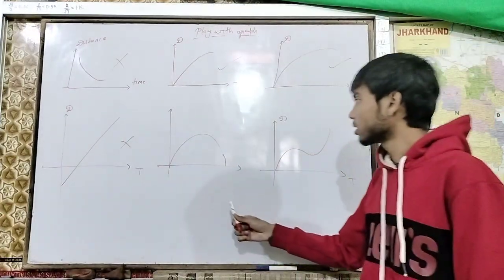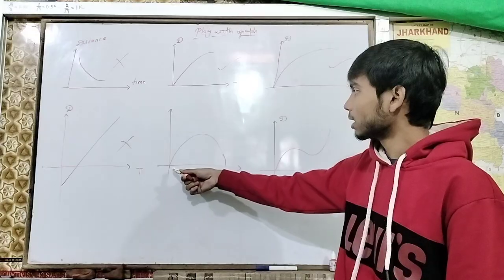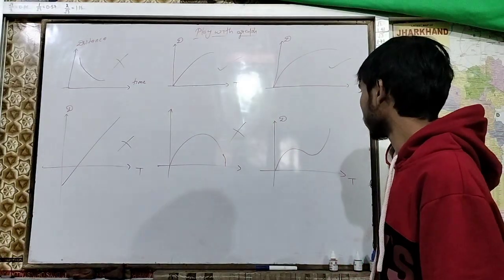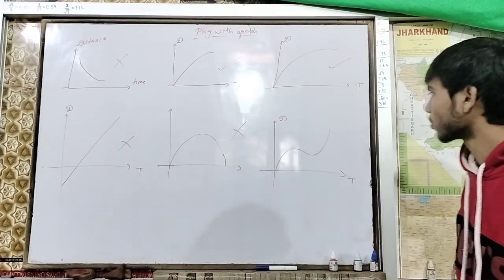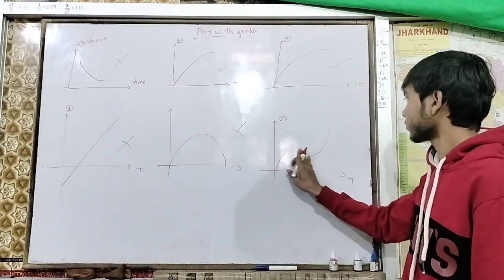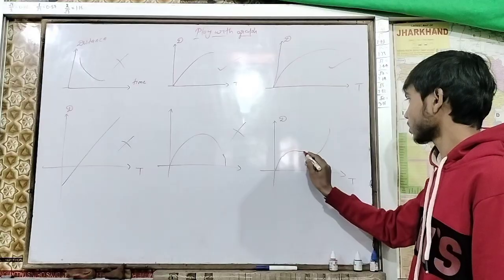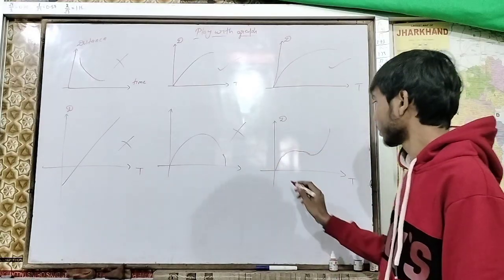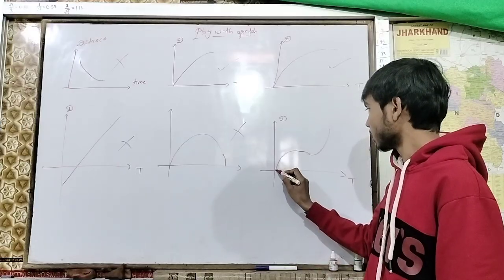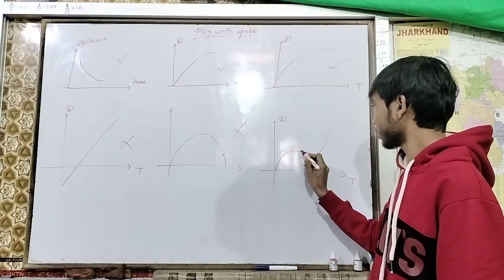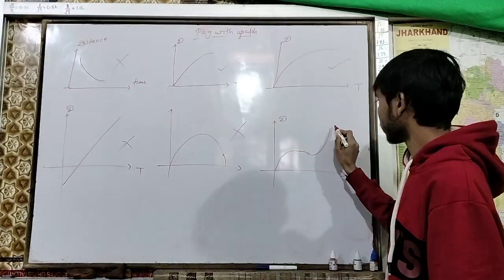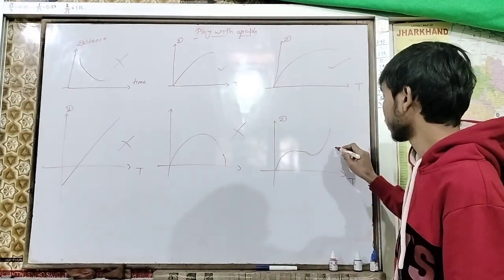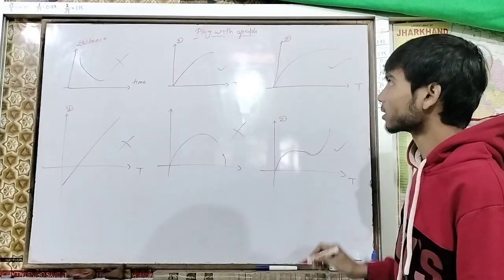Now in this graph, it is increasing, then decreasing. This is also not possible. This is also not possible, because decreasing is not for distance. Now here, it is increasing over here, then this is constant, then again it is increasing. There is no decreasing part. That's why this will be possible for distance.